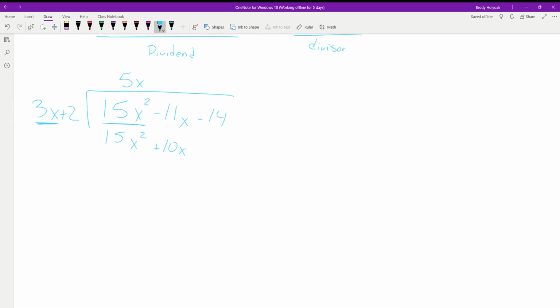So now we're going to subtract. We're left with this, and we're subtracting 10x. So we are left with negative 21x, because remember, we're subtracting the whole thing. This becomes a negative. And then we bring the next term down. And then we look again. We have this term, and we have this term, negative 7.